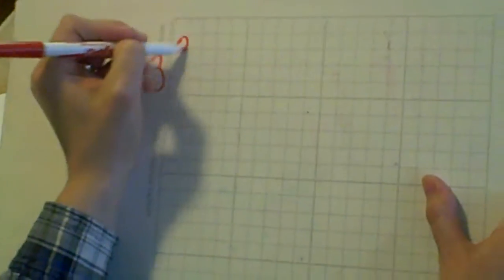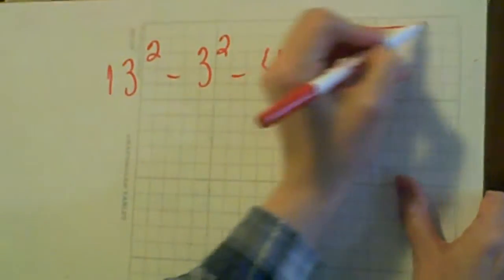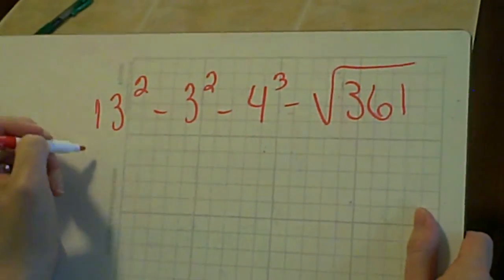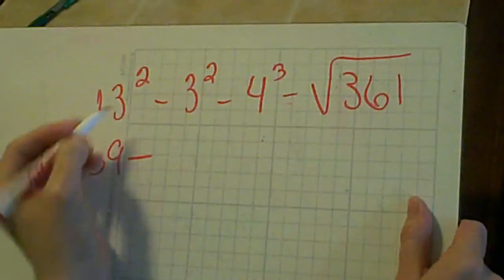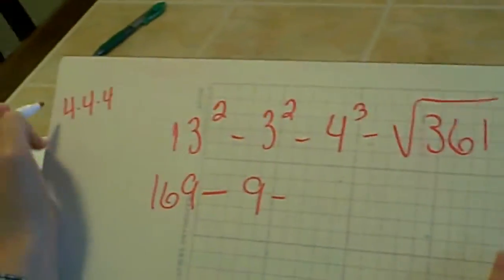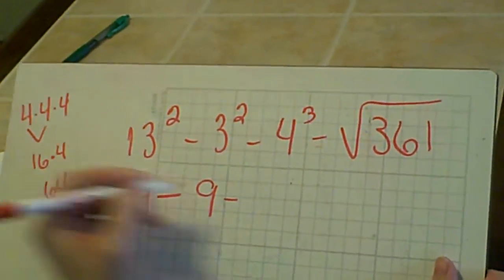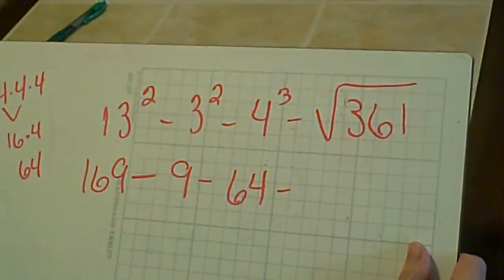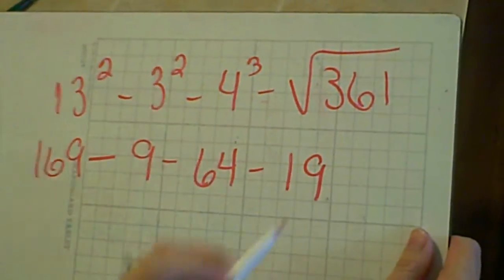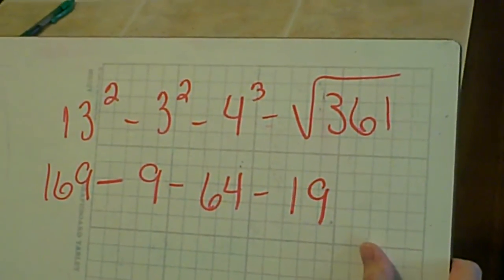All right, number 15. We have 13 squared minus 3 squared minus 4 to the third minus the square root of 361. Okay, 13 squared, if you looked at the board, it says 169. 3 squared is 9. 4 to the third means 4 times 4 times 4. Remember, that doesn't mean 4 times 3. And 4 times 4 is 16, and 16 times 4 is 64. And then the square root of 361, if you looked at the board, you would see that it is 19. 20 times 20 is 400, so the square root of 400 would be 20. So that would be the one less than that.